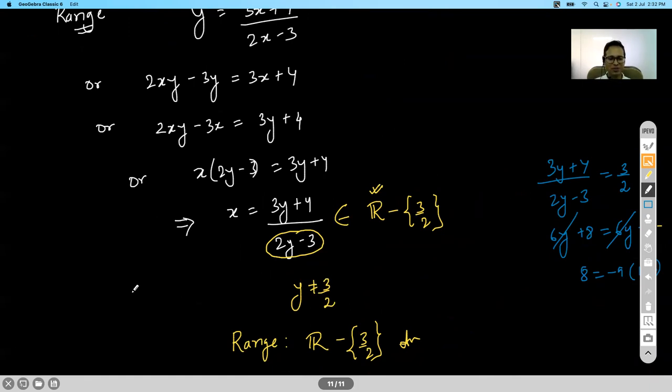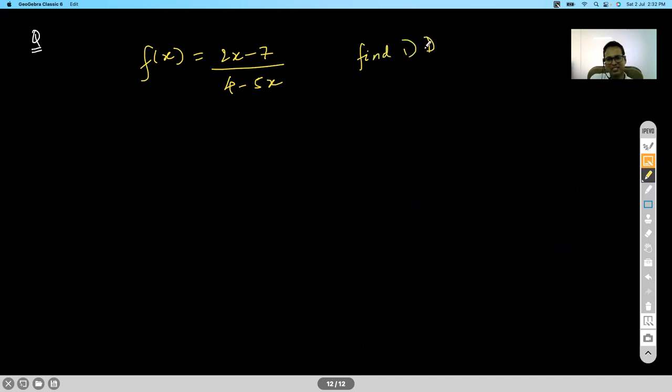Shall we move on? Would you like to take one more question? Okay, let's take another question. So the question is, if your function is (2x - 7) upon (4 - 5x), find number one, the domain of the function, and number two, the range of the function.